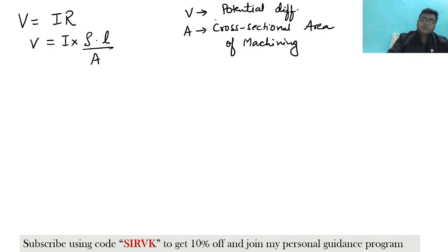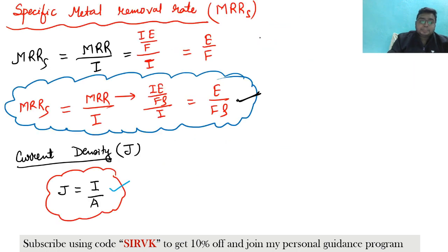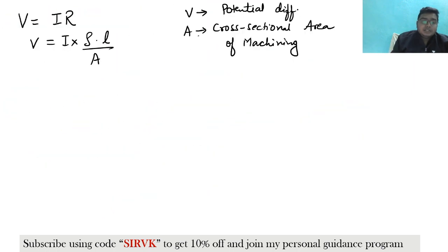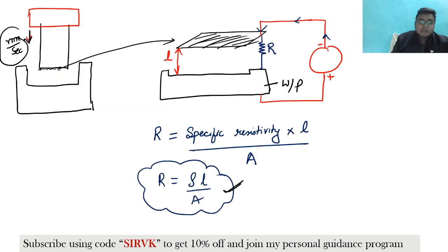Cross sectional area of machining. This is the cross sectional area. Fine. Now what is this? L. So I've explained this. L is the gap between the tool and the workpiece, isn't it? See here. This is the L. That is the gap between the tool and the workpiece.